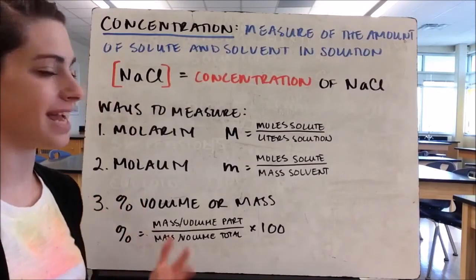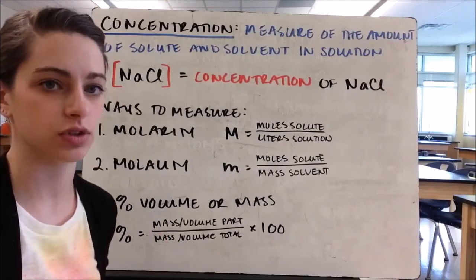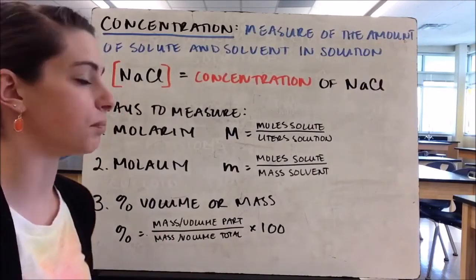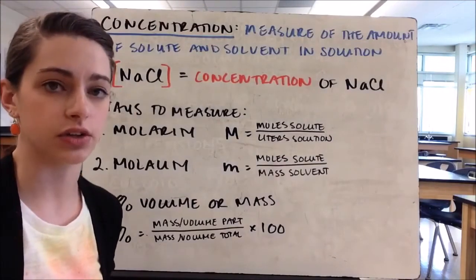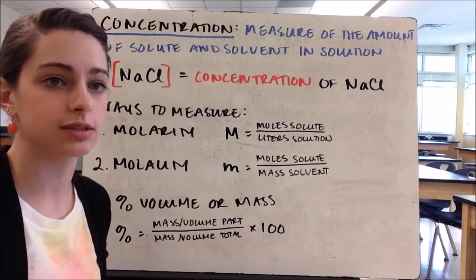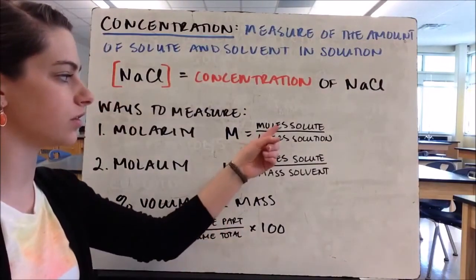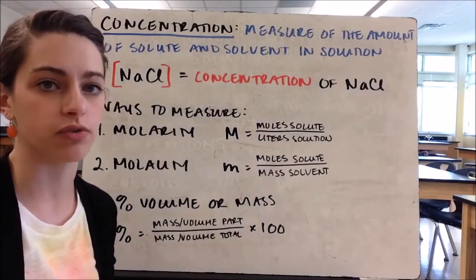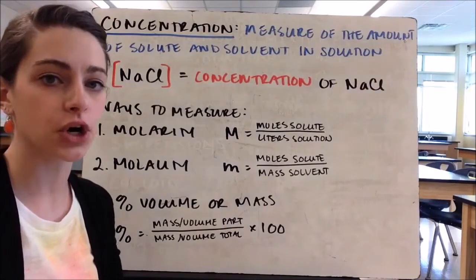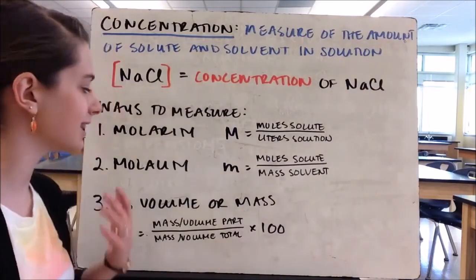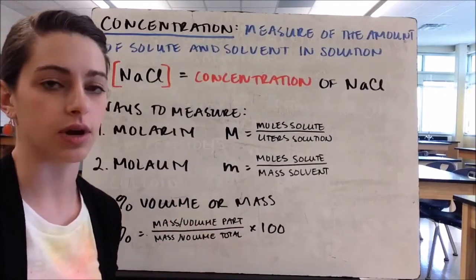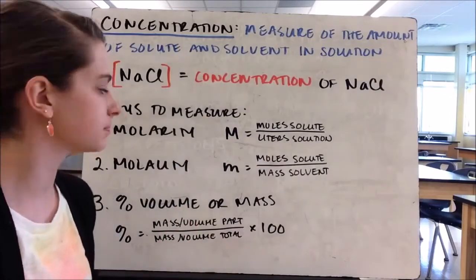There are 3 different main ways to measure concentration of a solution, and we're going to look primarily at the first one. The first one is called molarity. That should tell you that you're looking at moles. Specifically, you're looking at the moles of solute divided by the liters of solution. So it's moles over liters, or moles per liter. That one's noted by a capital M. So capital M means molarity.